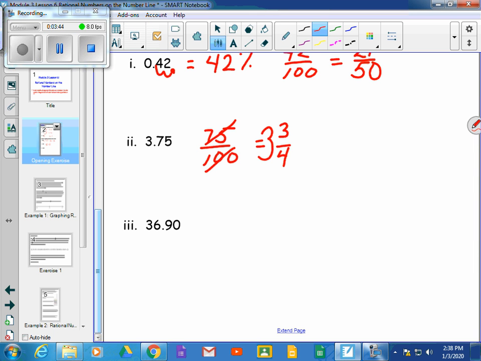Last example, remember we're going to have 36 out in front of the decimal point, and then I have 90 over 100. I'm going to simplify. I can divide these both by 10, so I get 36 9/10.